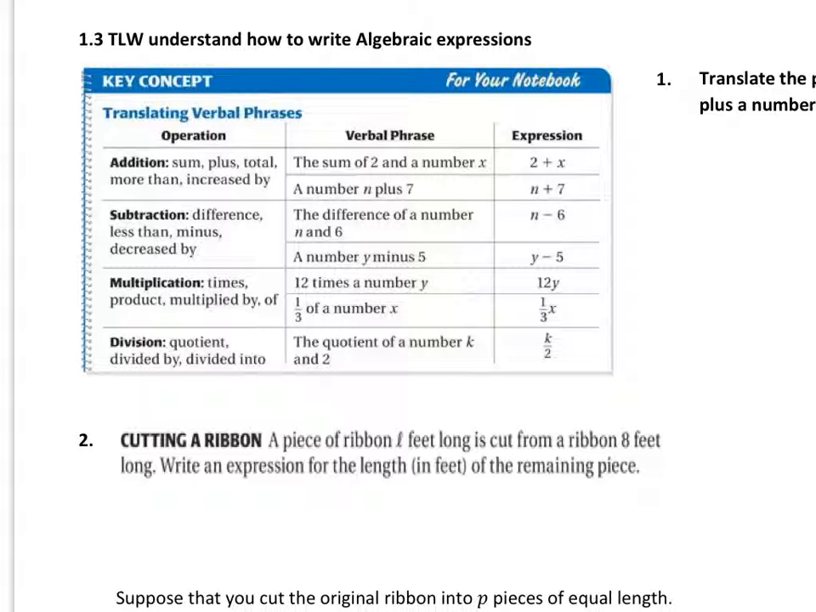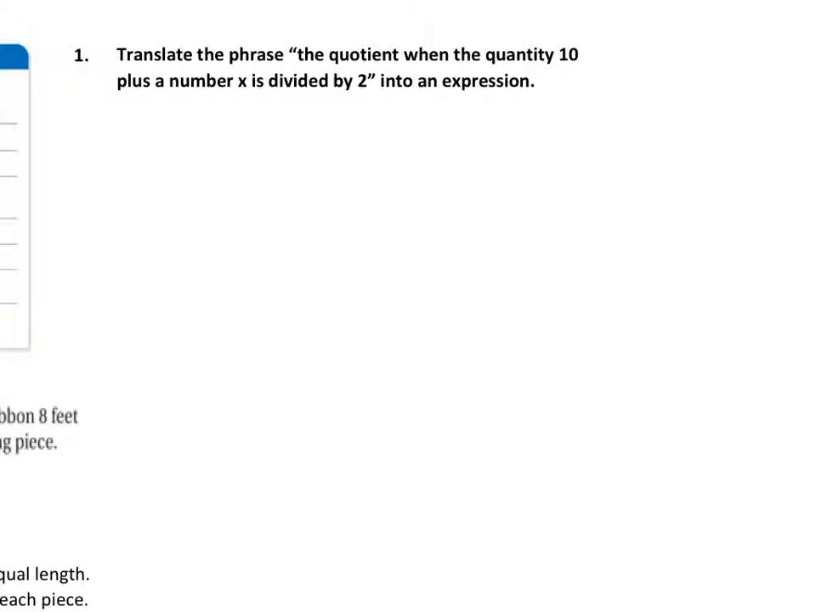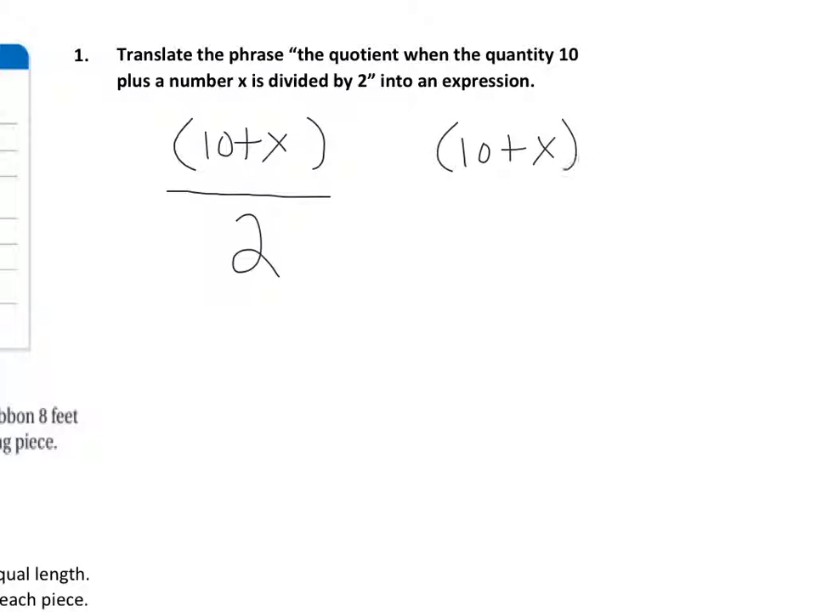So let's take a look at the first example here. It says, translate the phrase: the quotient when the quantity 10 plus a number x is divided by 2. So the quotient means you're going to have division in there. But see, it says the quantity. So that quantity means the parentheses. What was the quantity of? 10 plus a number x. Quotient is division, or the fraction sign, divided by 2. Okay? Another way you could have done that is the quantity 10 plus x, divided by 2.